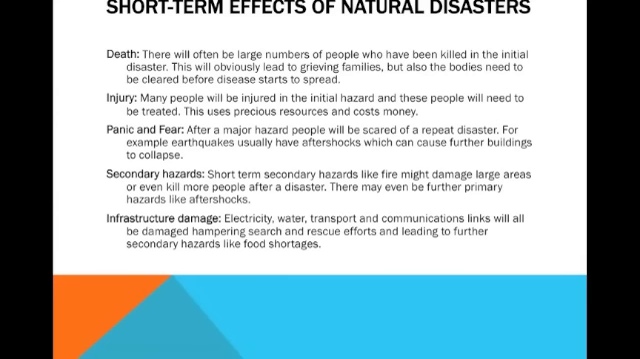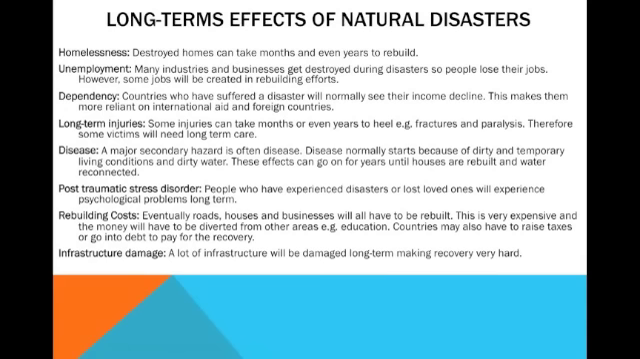Panic and fear. After a major hazard, people will be scared of a repeat disaster. For example, earthquakes usually have aftershocks, which can cause further buildings to collapse. Secondary hazards. Short-term secondary hazards like fire might damage large areas or even kill more people after a disaster. There may even be further primary hazards like aftershocks. Infrastructure damage. Electricity, water and transport and communication links will all be damaged, which will hamper search and rescue efforts, leading to further secondary hazards like food shortages.